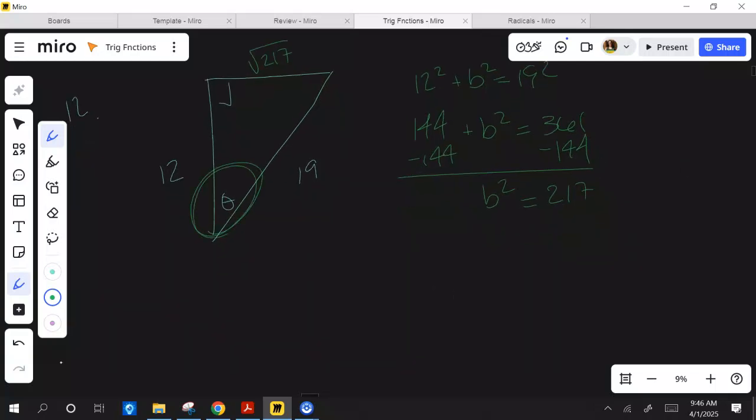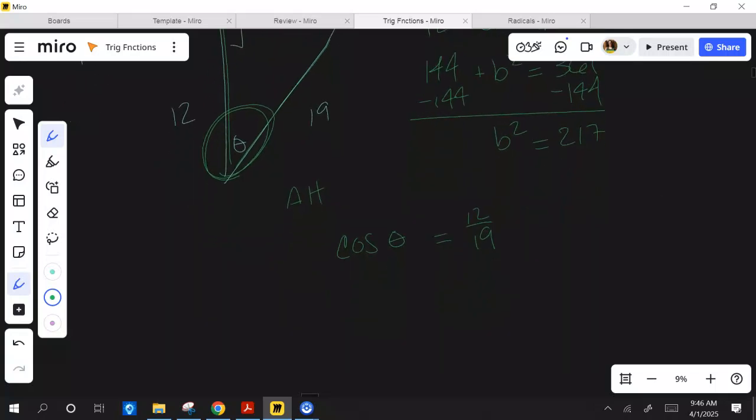Based on this theta, I've got the adjacent and the hypotenuse. So what trig function uses adjacent and hypotenuse? Cosine. So the cosine of theta is 12 over 19. Why did I use adjacent and hypotenuse? That was what was given. I always want to go back to what I was given and work from there. So now how do I get theta by itself? Inverse cosine on both sides cancels it out over here and causes me to have just the theta.